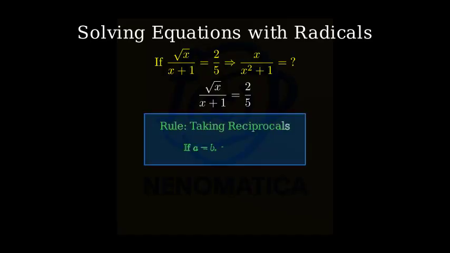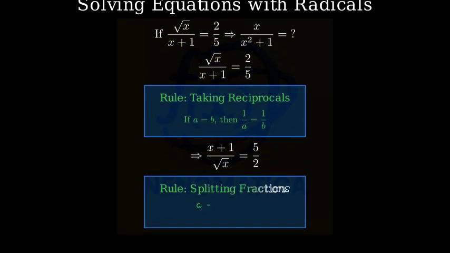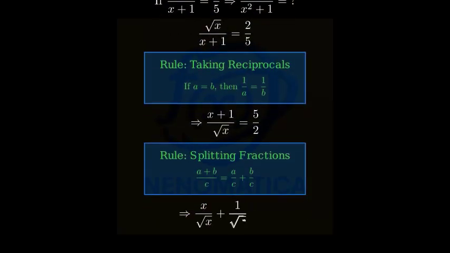Our first step will be to take the reciprocal of both sides of the equation. This will help us isolate terms involving x. Now, let's expand the fraction on the left side. We can write (x + 1)/√x as the sum of two fractions: x/√x plus 1/√x.